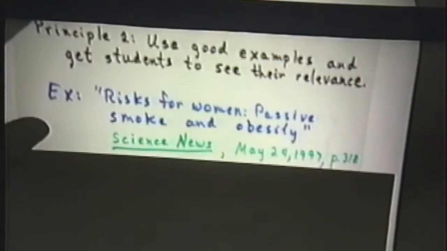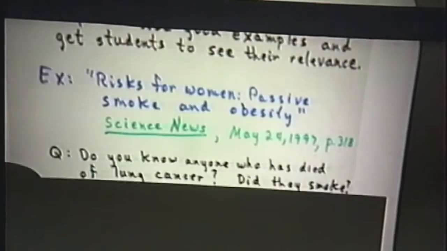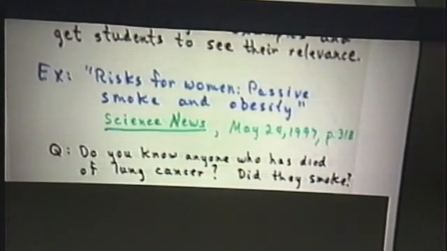And let me ask you a question. This gets into the whole question of what is the risk? Why do we worry about passive smoke? So let me ask you this. Do you know anyone who's died of lung cancer? And then the question is, did they smoke? Were they a smoker or not? Yes, most of you are saying yes.